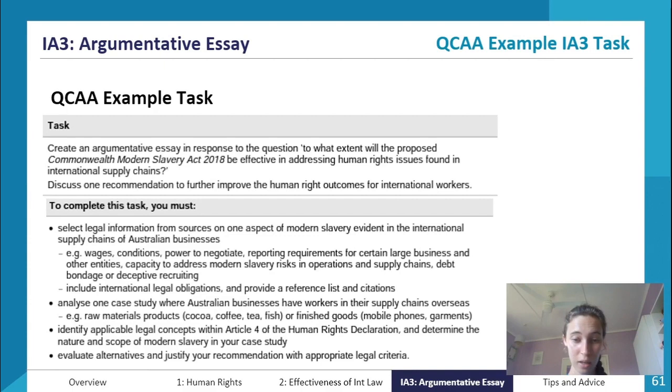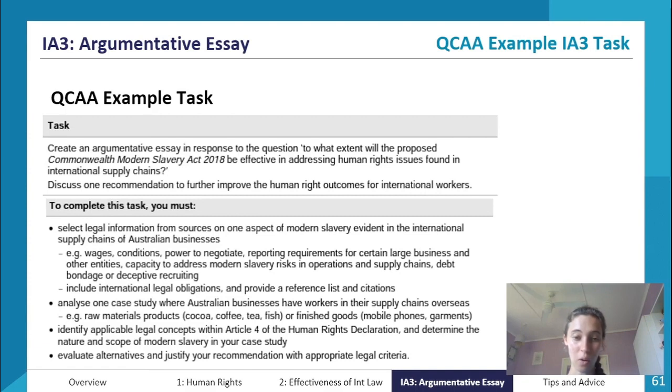Analyzing one case study, where Australian businesses have workers in supply chains overseas. So this is a research-related task as well, with looking at finding examples to include. Identify applicable legal concepts within Article 4 of the Human Rights Declaration. And determine the nature and scope of modern slavery in your case study.